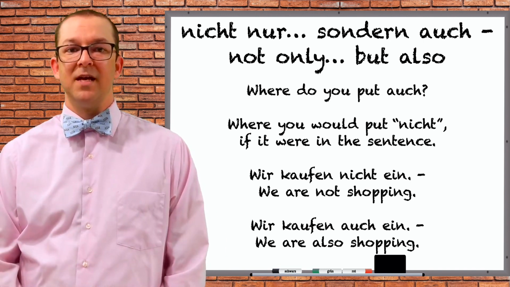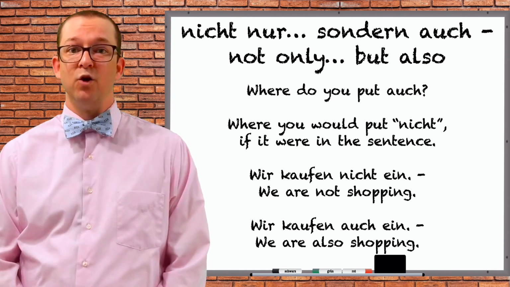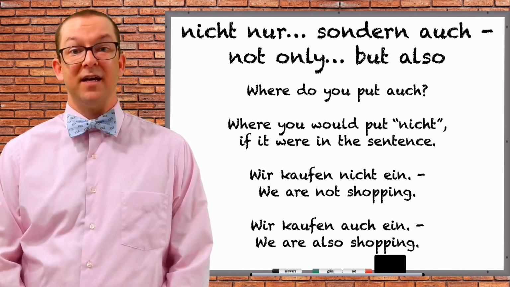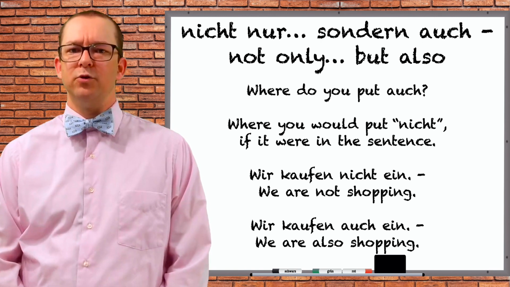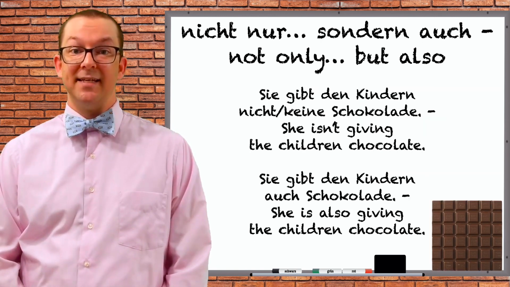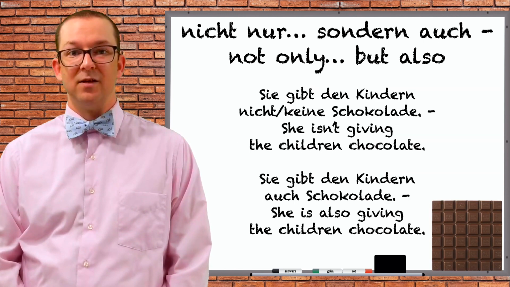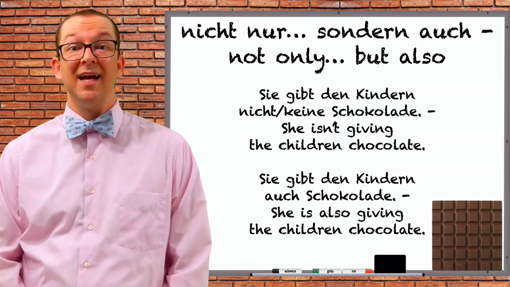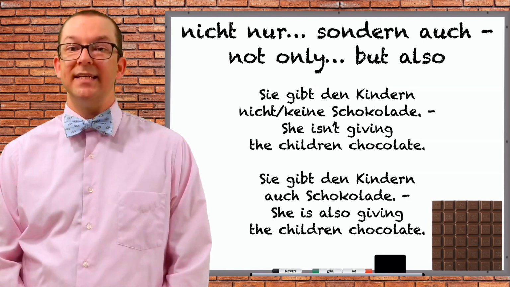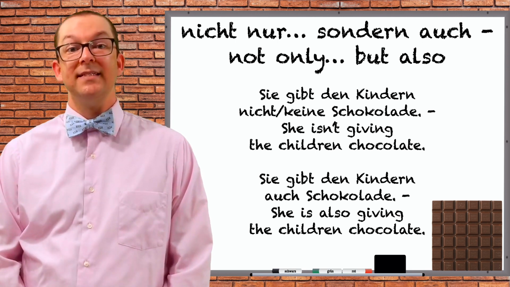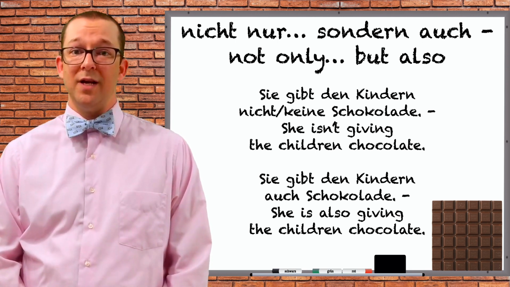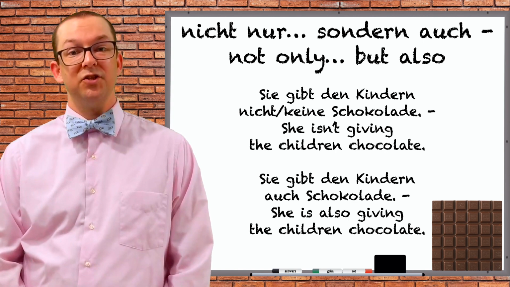For example, wir kaufen nicht ein. We are not shopping. Wir kaufen auch ein. We are also shopping. Sie gibt den Kindern nicht Schokolade. Or sie gibt den Kindern keine Schokolade. She isn't giving the children chocolate. Sie gibt den Kindern auch Schokolade. She is also giving the children chocolate.